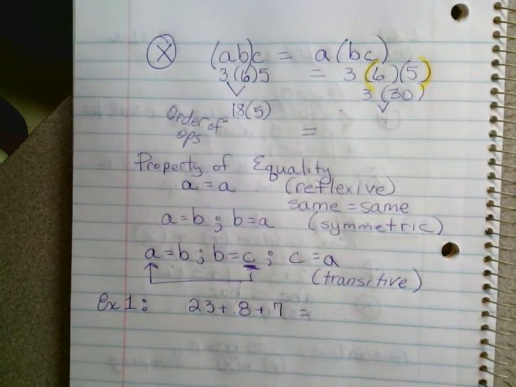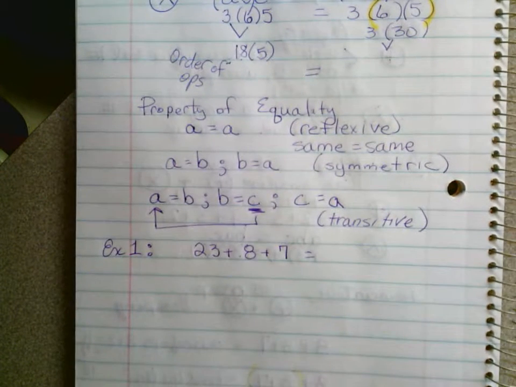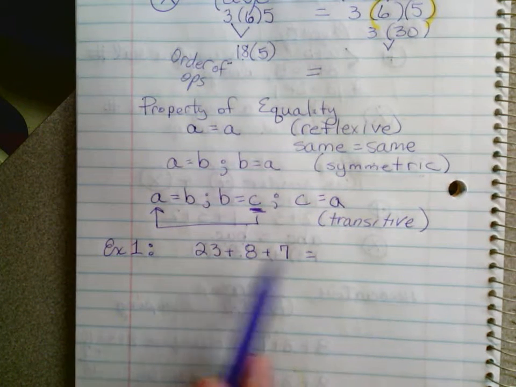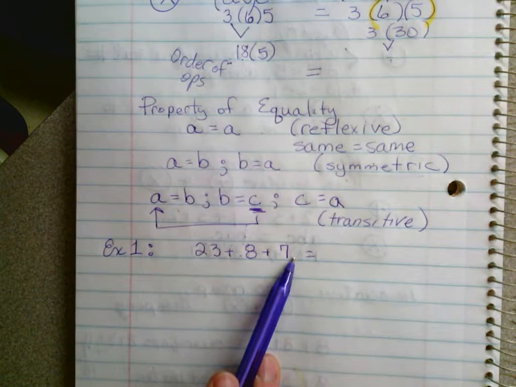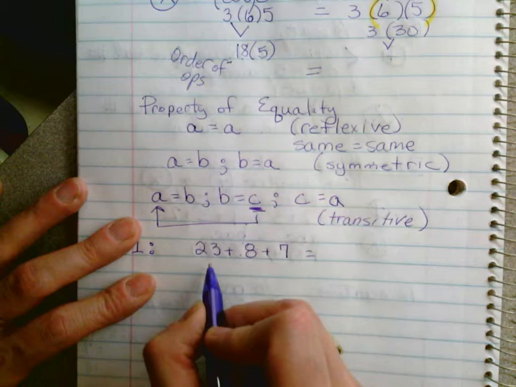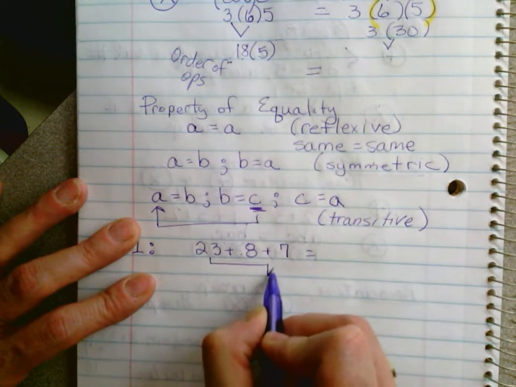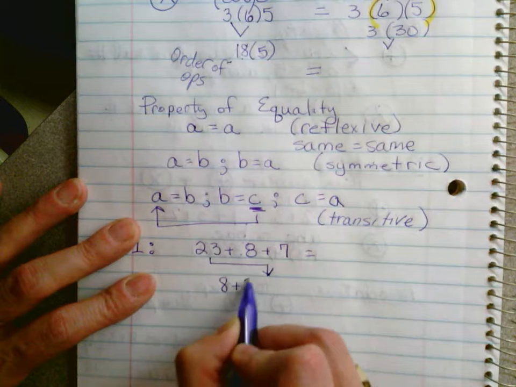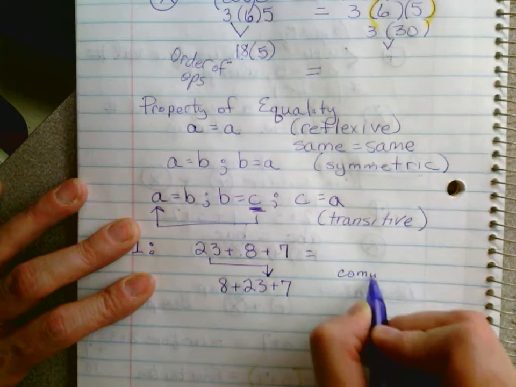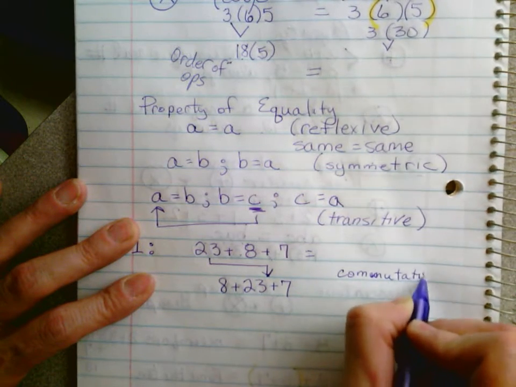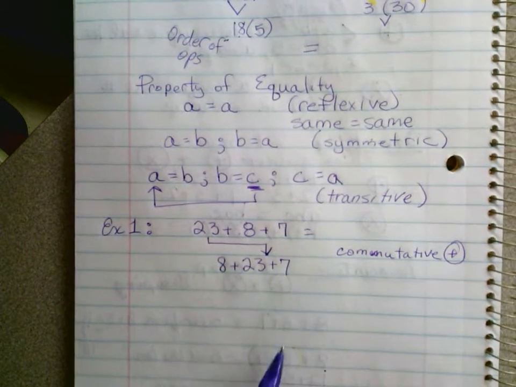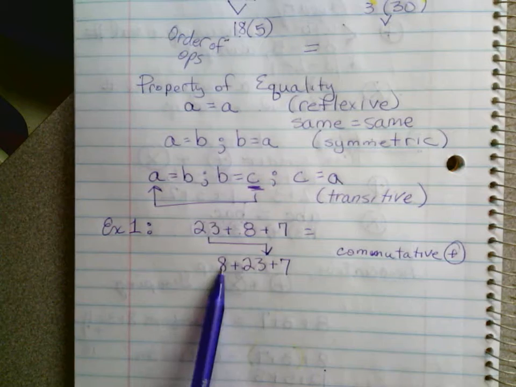They say simplify. I don't doubt that you can all tell me by the order of operations that this is 31 plus 7 is 38. But if you do some maneuvering, and I'm going to make it a little bit longer than it needs to be, like if I do 8 plus 23 plus 7, by the way, I just commuted. The commutative property of addition allows me to do that. But I still have to follow the order of operations.